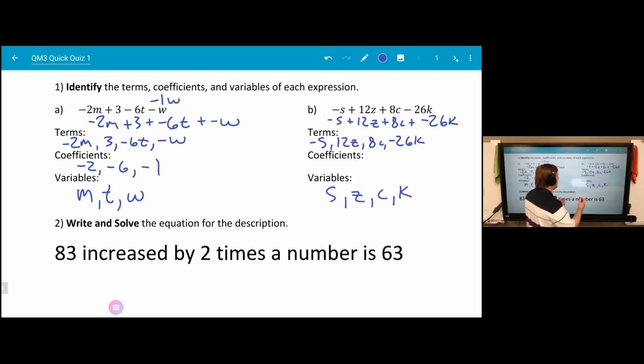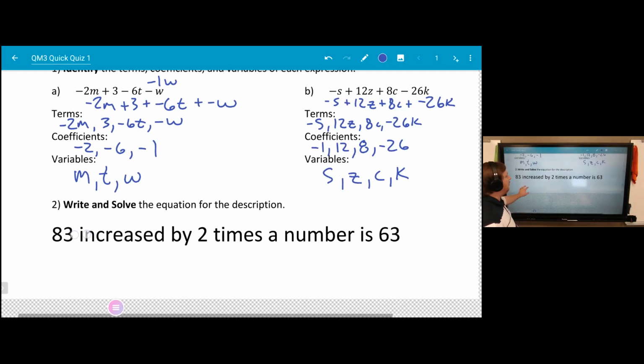Coefficients, how many s's do I have? Negative 1. How many z's do I have? 12. How many c's do I have? 8. And how many k's do I have? Negative 26. This is very much an identification part of this target. This is your one level of this target, identifying terms, coefficients, and variables, identifying the pieces of an expression.